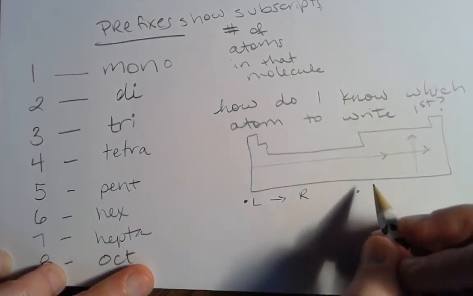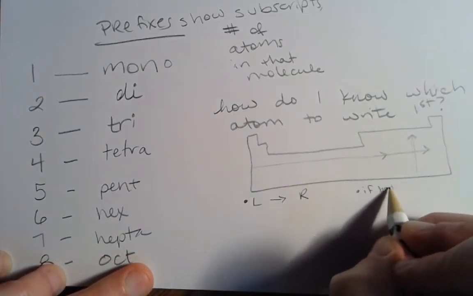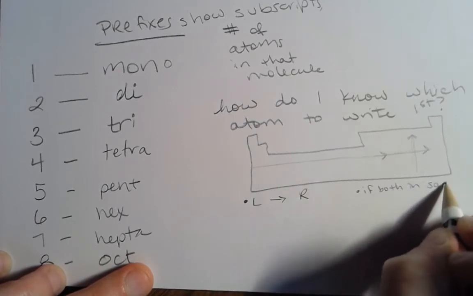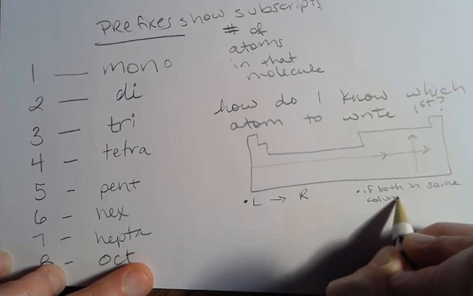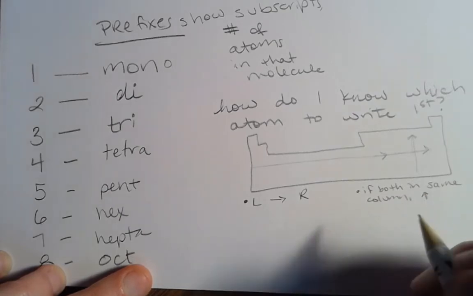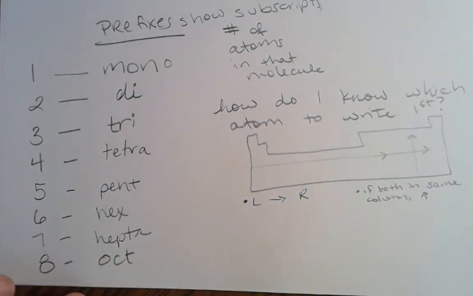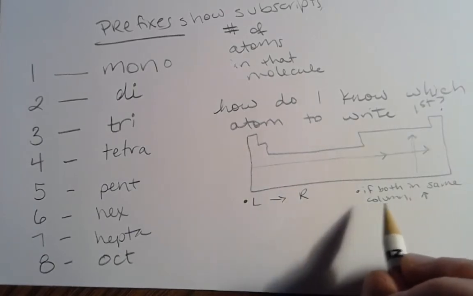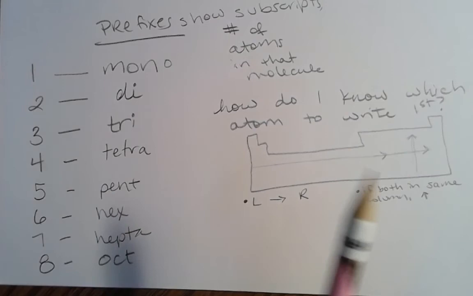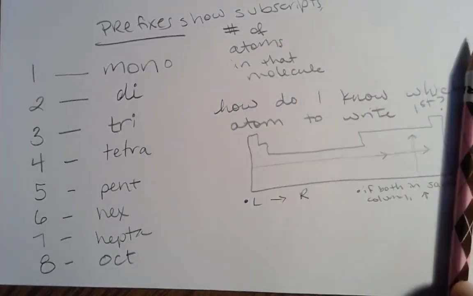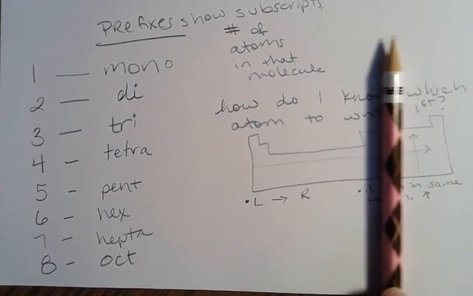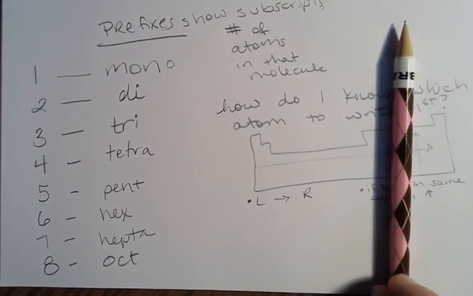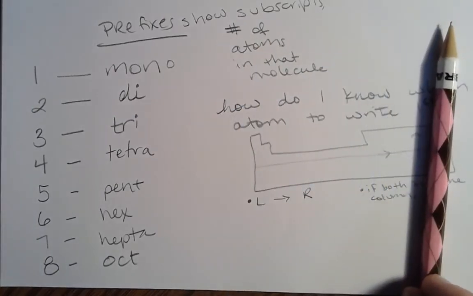If they're both in the same column, then write whatever is lower first, and then whatever is higher in that column second. Don't worry if you get this wrong. I'm not gonna get real strict on ordering in columns. What I do want you to do is think about left to right, just like counting for your Lewis structures. Whichever atom your pencil crosses over first is the one that you write first. Whichever atom your pencil crosses over second is the one you write second.